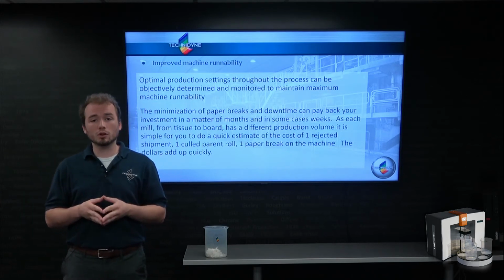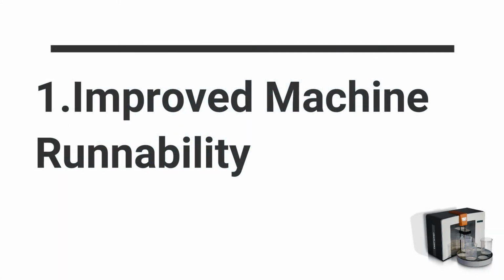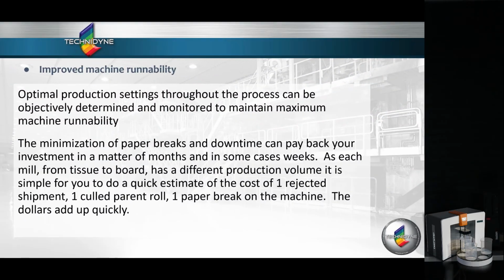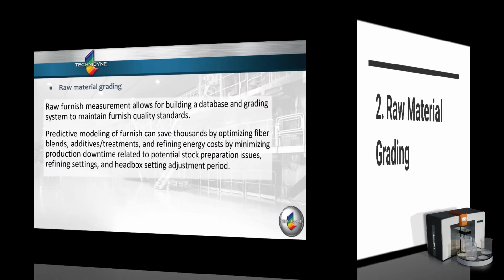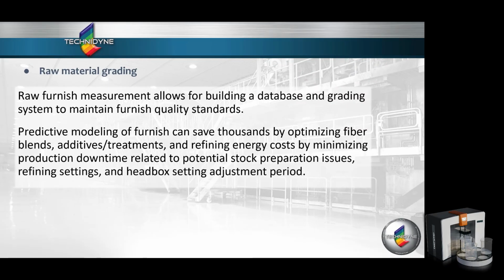We can improve machine runnability by allowing you the optimal understanding of your process from the wet end to the finished product. This enables you to minimize paper breaks, maintaining uptime, as well as reducing cull and customer rejects, thereby reducing cost. An often overlooked opportunity for potential improvement is in that of raw material grading. Fiber morphology data can be used to ensure quality standards of furnish supplied to you. With this data, you can also build predictive models of your process, potentially reducing cost and downtime associated with refining and wet end chemistry inefficiencies, as well as the head box adjustment period.